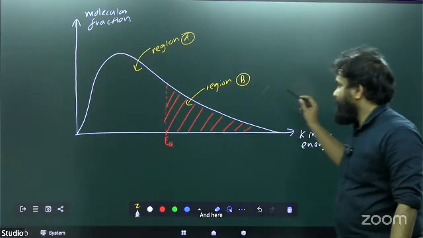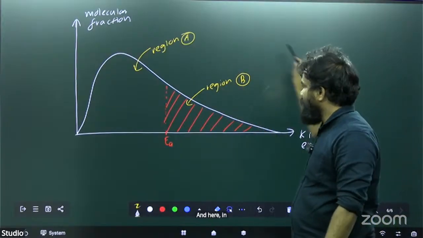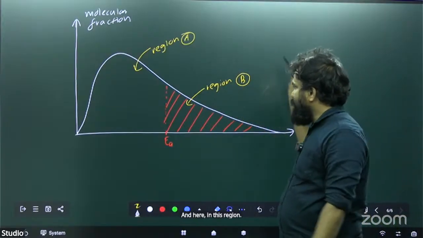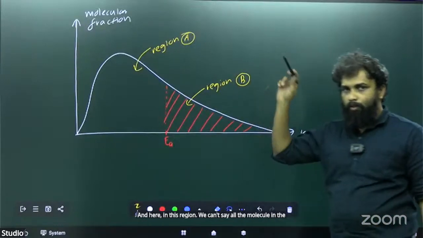And here in region B we can't say that all the molecules in the region produce product.